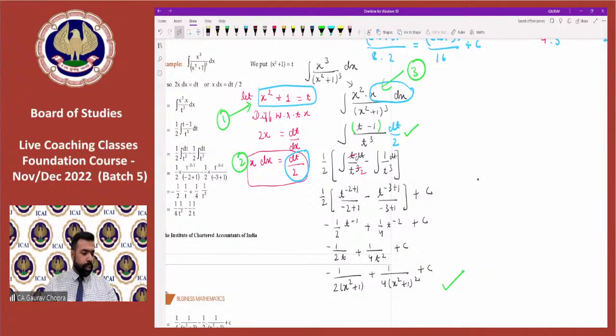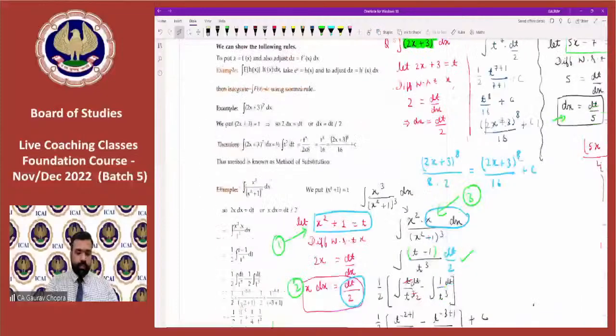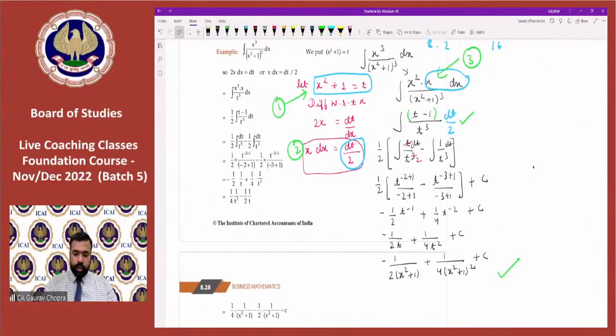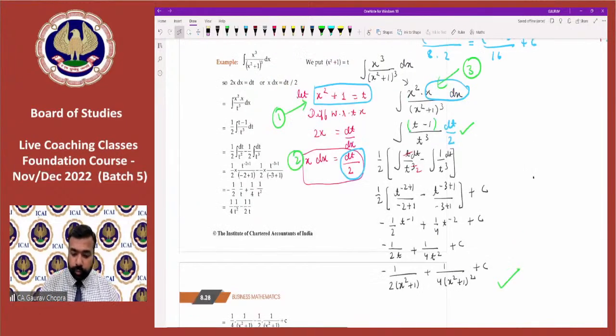Pushdeep Kaur is asking, can you help me to come out with step number 6 of the second example? Step number 6. So 1, 2, 3, 4, 5, 6. I think this step you are asking.